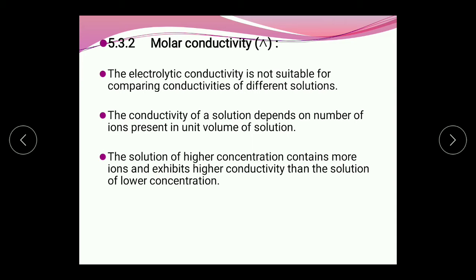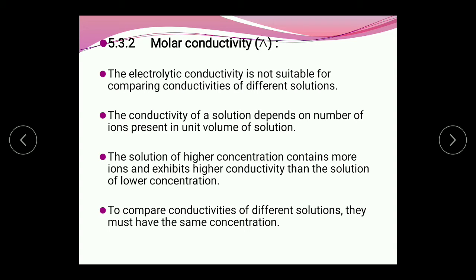The solution of higher concentration contains more ions in the same volume, and hence it exhibits higher conductivity than the solution of lower concentration, because it has a smaller number of ions and exhibits lesser conductivity. Hence, how can we compare such solutions? What must be kept constant? If you want to compare conductivities of different solutions, the most important thing is they must have the same concentration. Then only we can compare their conductivities.